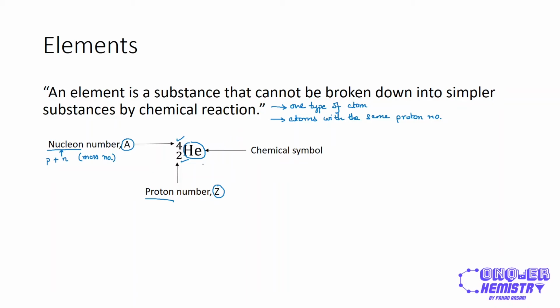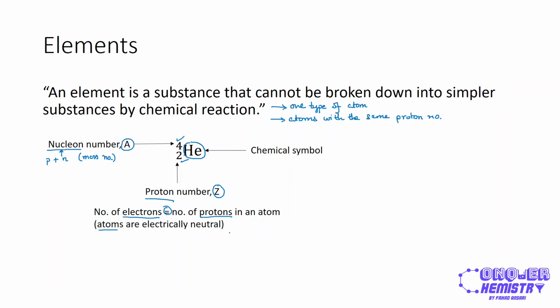All right. Now, in an atom, the number of electrons is going to be equal to the number of protons, because atoms are electrically neutral. All right. So the total negative charge has to be equal to the total positive charge. So the number of electrons will always be equal to the number of protons in an atom.